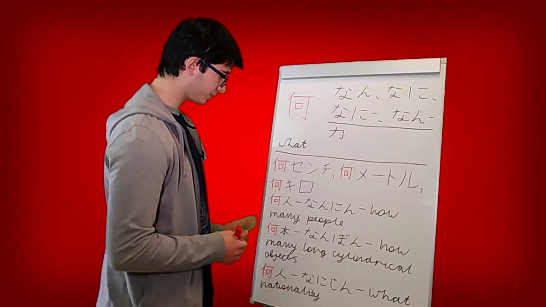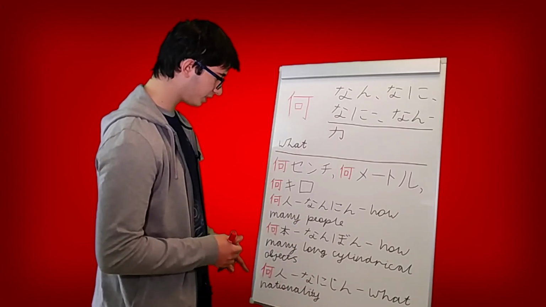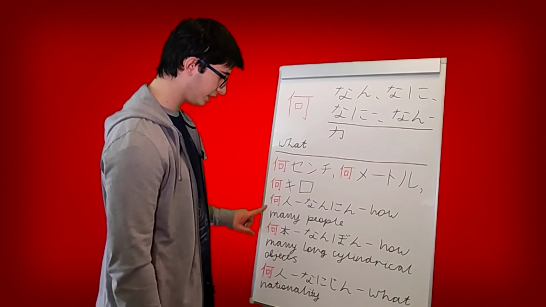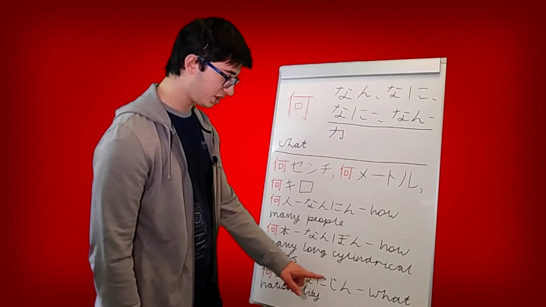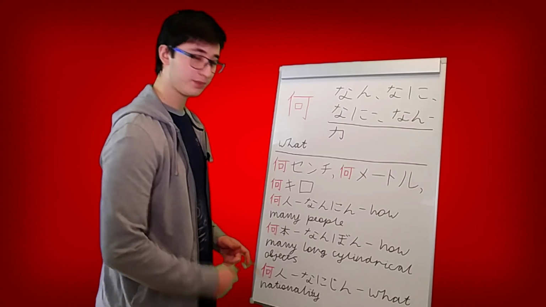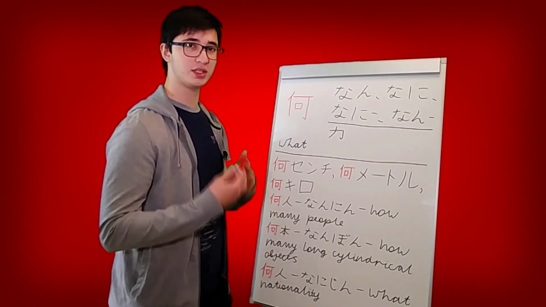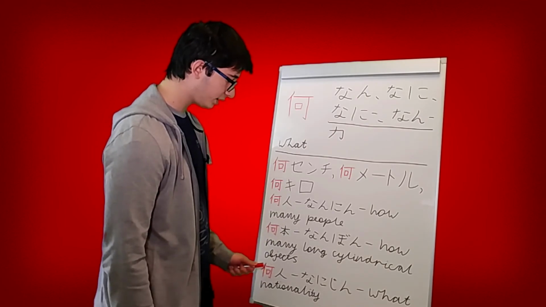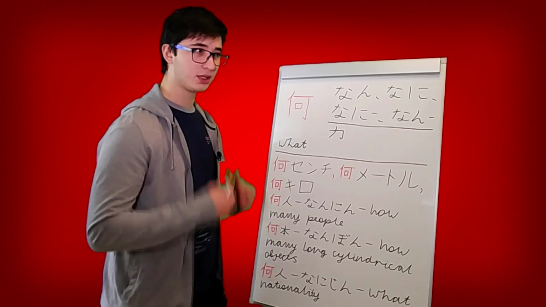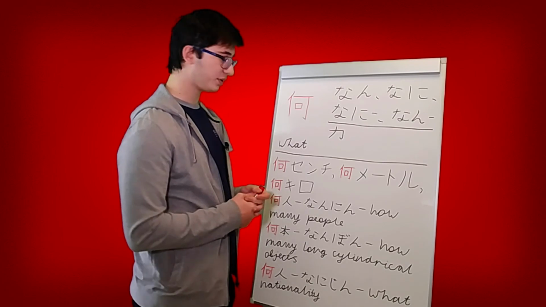And this one is not related, that's why I put it separately. It's written the same way as nannin, but this one is actually nanijin, which means what nationality. So like Nihonjin means Japanese, or Rossijin means Russian, but if you have nani and then jin, then you have what nationality.